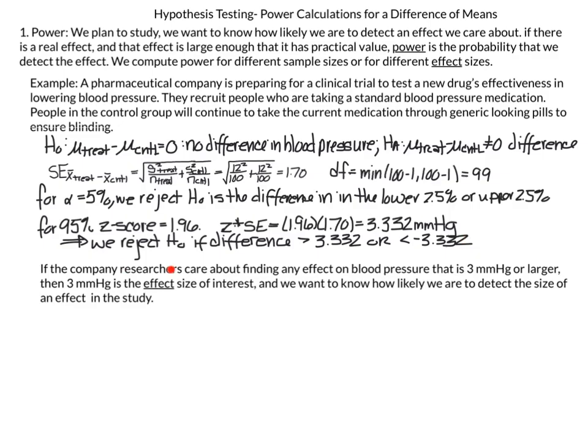So if the company researchers care about finding any effect on blood pressure that is 3 mmHg or larger, then this 3 mmHg is the effect size of interest, and we want to know how likely we are to detect the size of an effect in the study. This is where we're going to start talking about power, but keep in mind how we did this hypothesis testing here based on our H0, where there's no difference, because the power calculations are very similar.